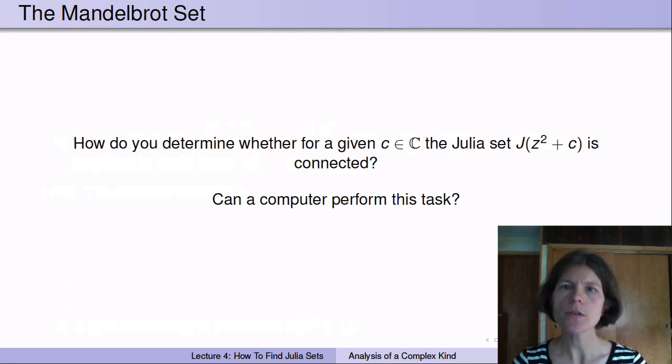Then how do you determine whether for a given c, the Julia set of z squared plus c is connected? Is there a way we can have a computer perform this task? That's what we're going to study in the next lecture.